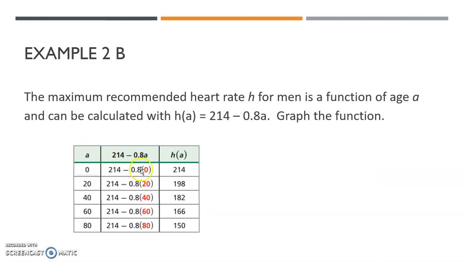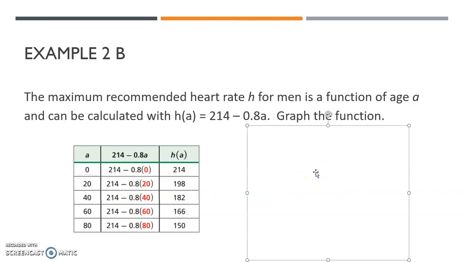So I put in 0, and I got 214. I put in 20, I got 198. 40 is 182. 60 is 166. And 80 is 150. Now, because I picked those values for a, and they weren't given to me, I'm going to use a continuous graph.